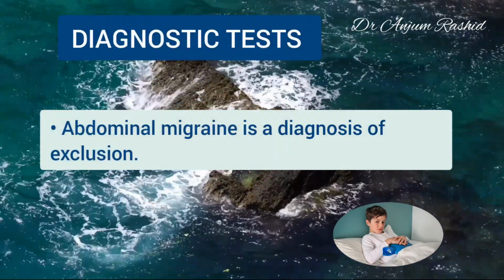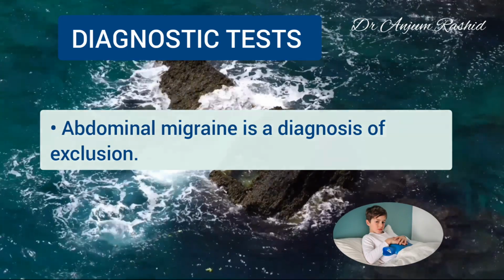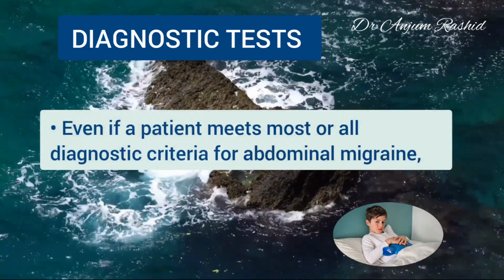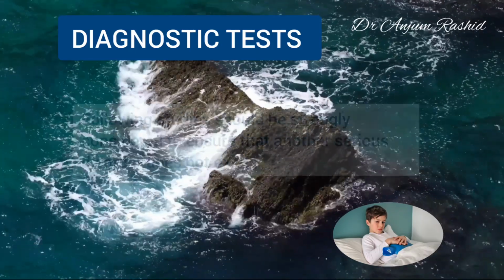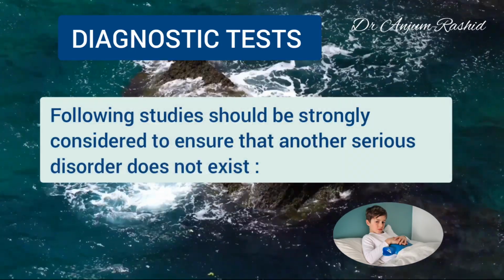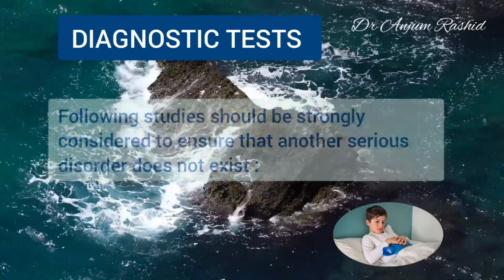Now the diagnostic tests and interpretation. Abdominal migraine is a diagnosis of exclusion. Even if a patient meets most or all the diagnostic criteria for abdominal migraine, the following studies should be strongly considered to ensure that another serious disorder does not exist.